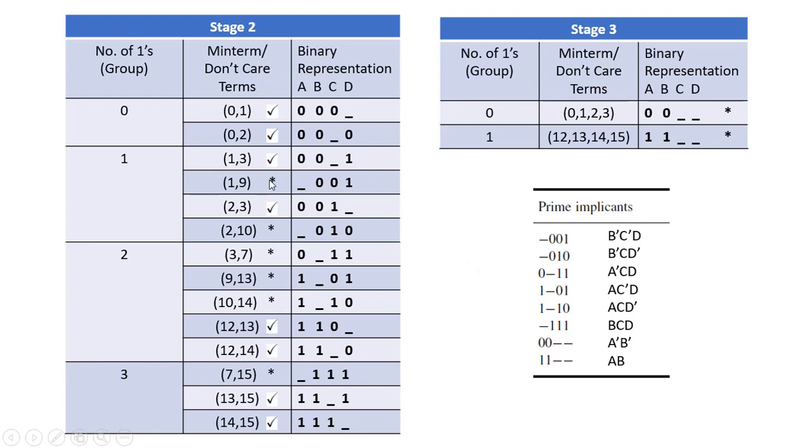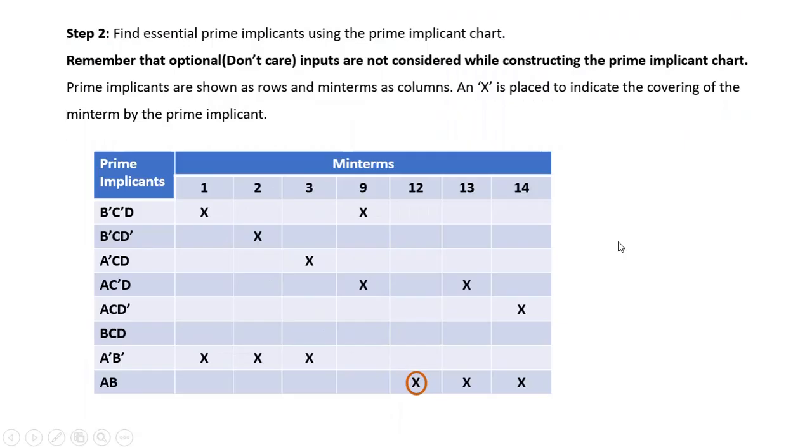So the first prime implicant is dash 0 0 1, so we can write it as, this A variable is reduced, so B bar C bar D, then this one 0 1 0, so B bar C D bar, then this one will be A bar C D, this will be A C bar D, this will be A C D bar, this will be A B C D, and these two A bar B bar and A B. So we are having 1 2 3 4 5 6 7 8, we are having 8 prime implicants. Now we will move to step 2.